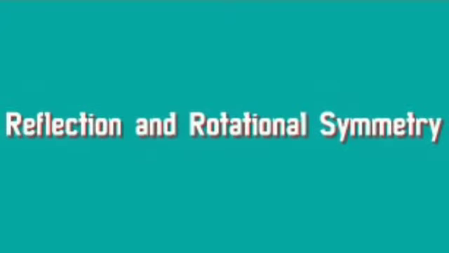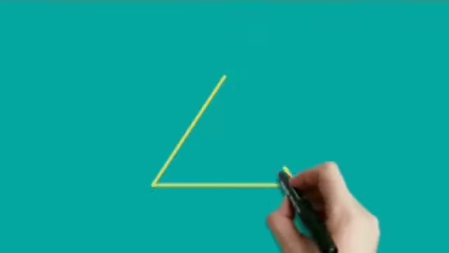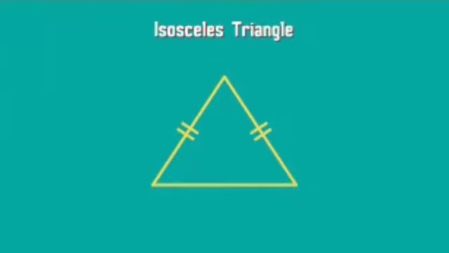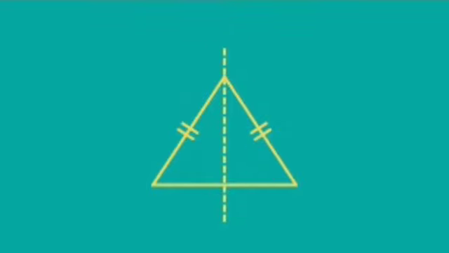Reflection, and rotational symmetry. Consider an isosceles triangle. Is it symmetrical? Yes, it is symmetrical. If we draw the line of symmetry of the isosceles triangle, we get two symmetrical parts of the triangle. We get two identical parts.